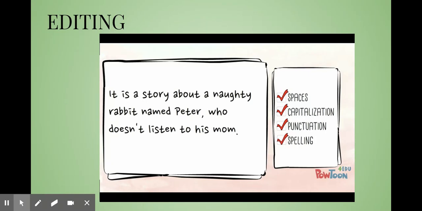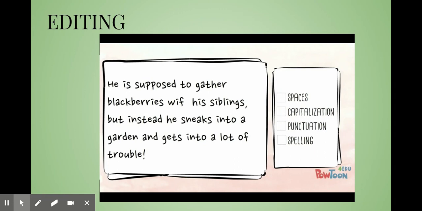Great. Next page. He is supposed to gather blackberries with his siblings, but instead he sneaks into a garden and gets into a lot of trouble. I see spaces. I see capital letters where they belong. I see correct punctuation. My spelling, wait, that's not how you spell with. It has a TH on the end. Perfect. I'm going to keep checking each page with my checklist until all of my writing is its very best.